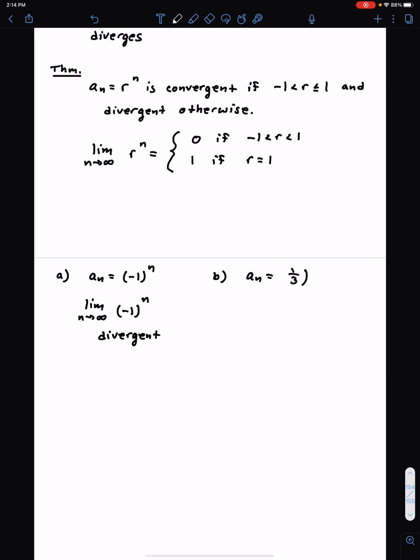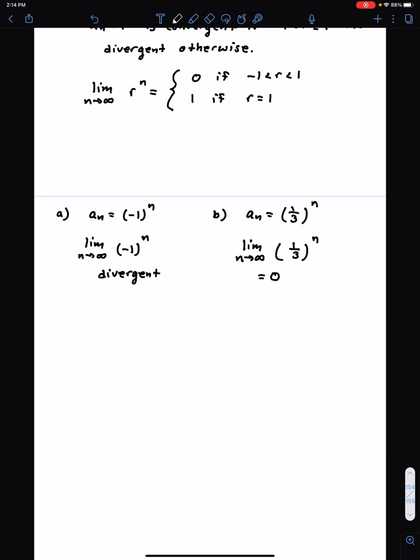A sub n equals 1/3 to the n. So the limit as n approaches infinity of a sub n is equal to 0 based on the theorem, which means that this sequence is convergent.